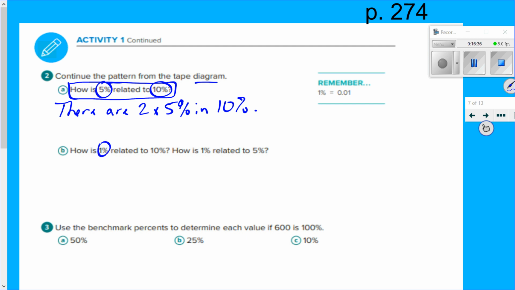How is 1% related to 10% and to 5%? So now it's actually not in our tape diagram anymore, but you should be able to think about this one. How are these two going to work? What do you think, Leah?